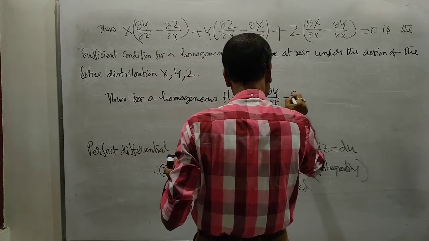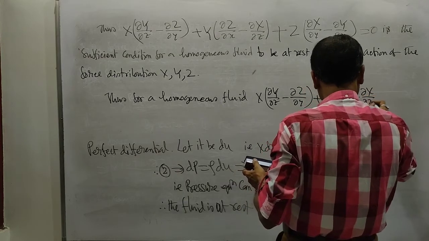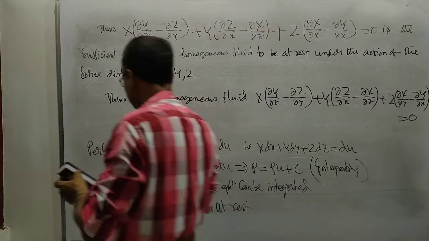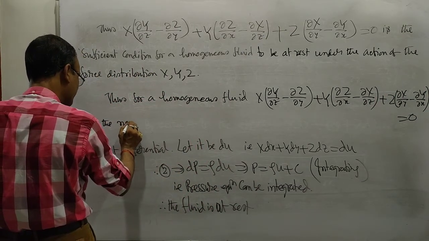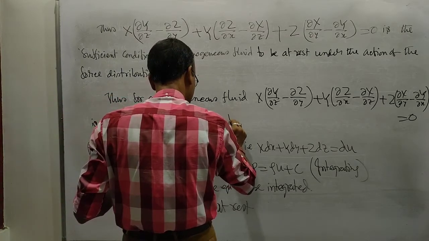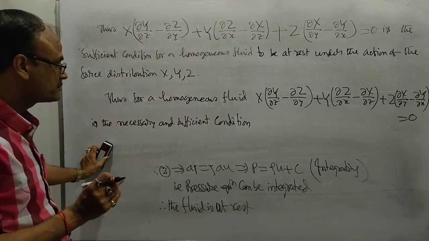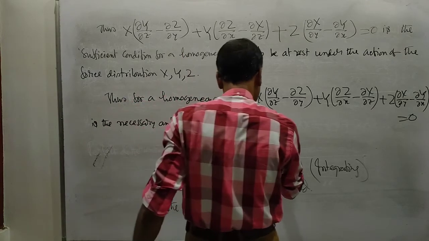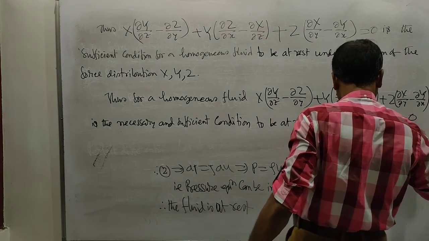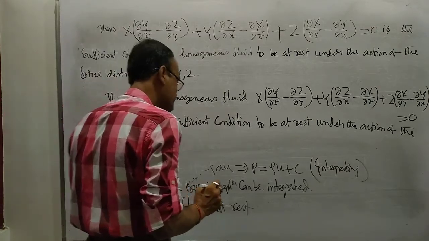Thus for a homogeneous fluid, X(∂/∂y ∂/∂z minus ∂/∂z ∂/∂y) plus Y(∂/∂z ∂/∂x minus ∂/∂x ∂/∂z) plus Z(∂/∂x ∂/∂y minus ∂/∂y ∂/∂x) equal to 0 is the necessary and sufficient condition to be at rest under the action of the force distribution X, Y, Z.